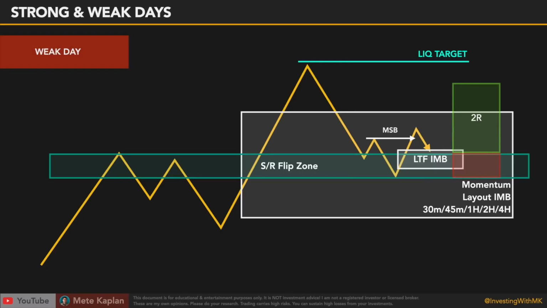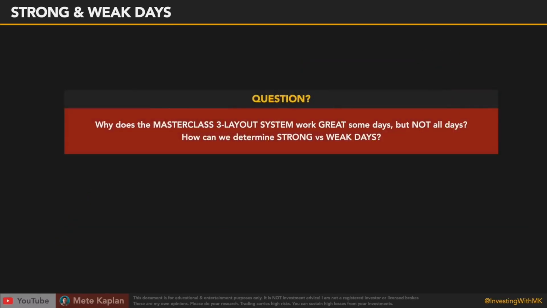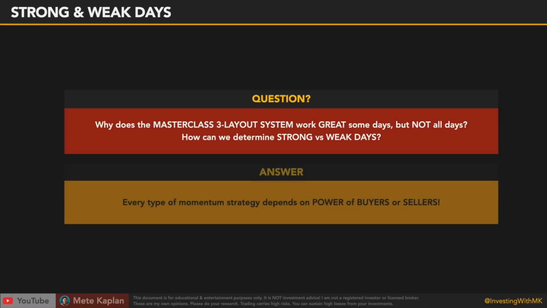However, on a weak market day, what happens? It feels like our trade is working for a while. Then a sudden crash follows and we stop out. I'm sure that you experience this a lot. So, why does our strategy work great some days and not every single day? How can we quickly understand whether we are in a strong or a weak market day?